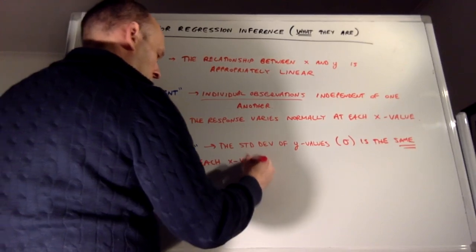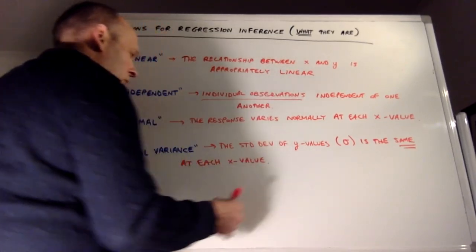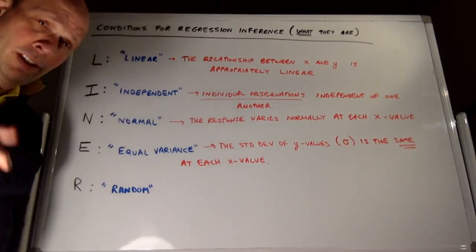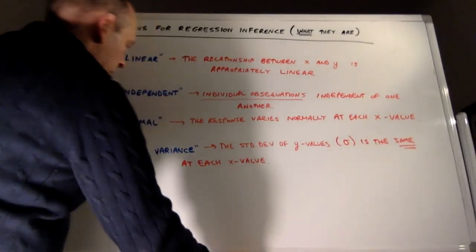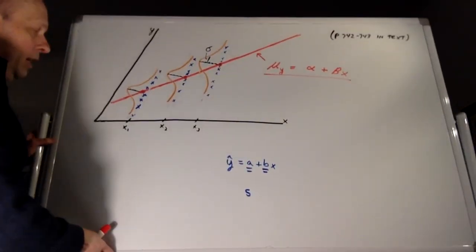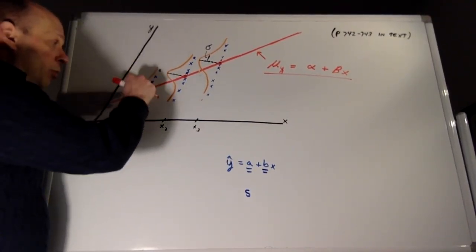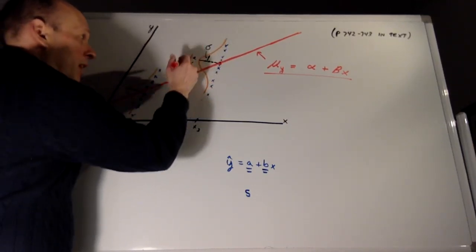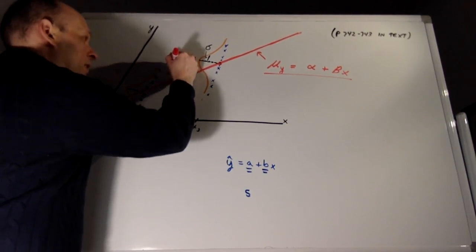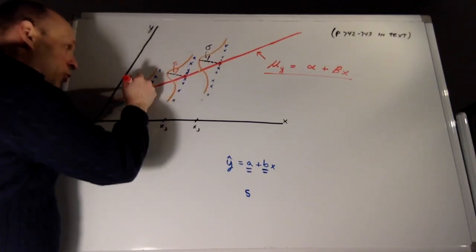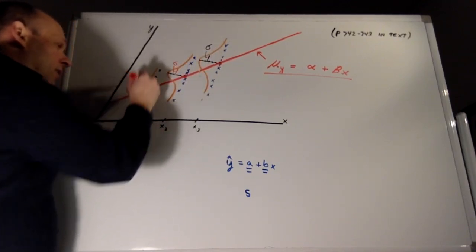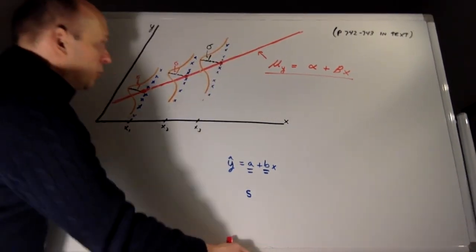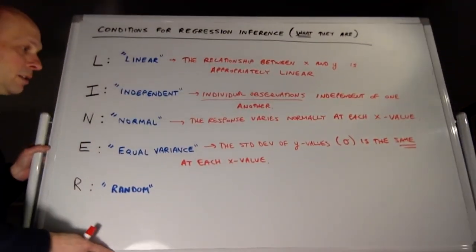So let's talk about that in a little bit more depth here. The standard deviation of the y values, this thing we're calling sigma, is the same at each x value. So taking a look at our picture, we're not only saying that the y values are varying normally at each x value, but the standard deviations are equal. Whatever that standard deviation is there, it's the same standard deviation here. Whatever the standard deviation is in those two places is the same one that's here. So we have the same variance at each x value. That's why we're calling this the equal variance condition.